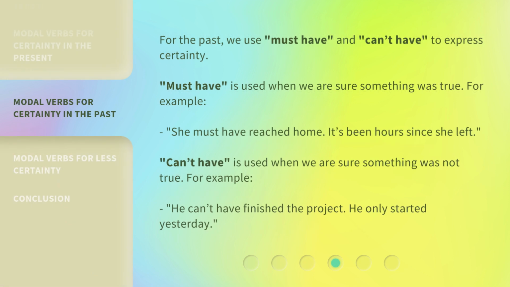For the past, we use must have and can't have to express certainty. Must have is used when we are sure something was true. For example, she must have reached home. It's been hours since she left. Can't have is used when we are sure something was not true. For example, he can't have finished the project. He only started yesterday.